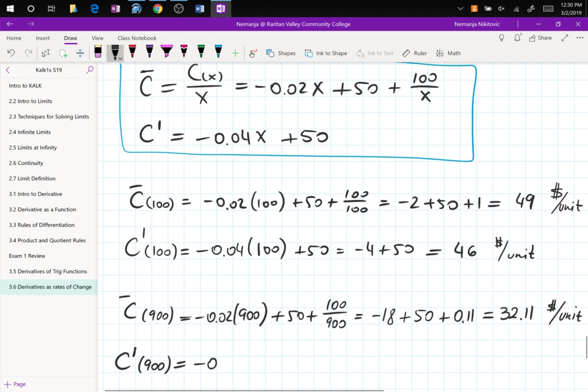The 900th unit is going to be negative 36 plus 50, which is $14 per unit. Whoa, nice. So it only costs me 14 bucks to make the 900th unit. The average is still 32 to make all 900, right?